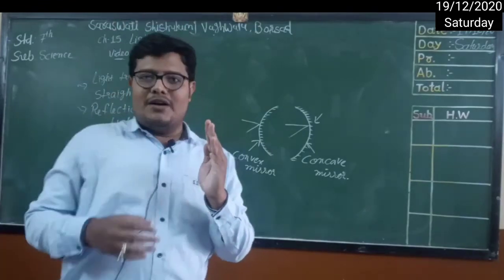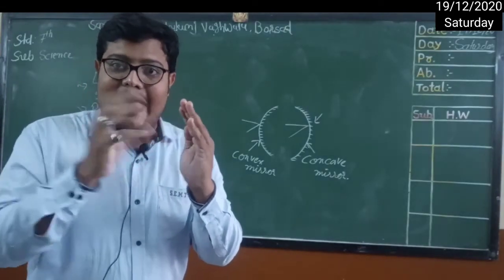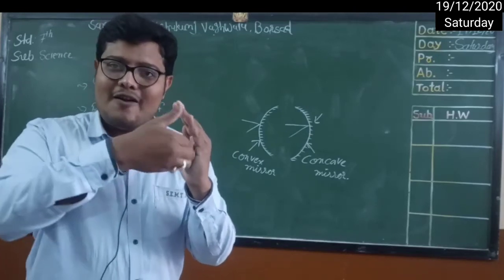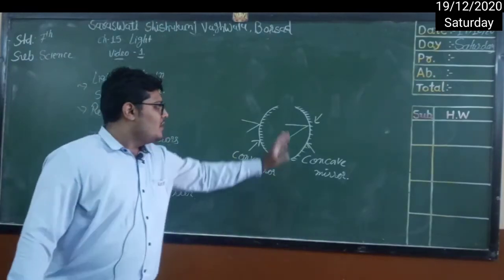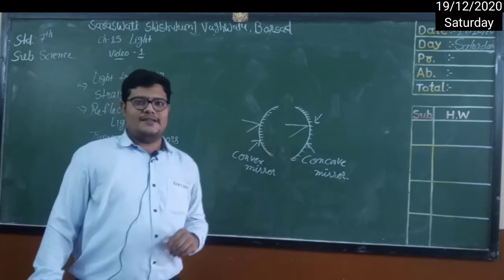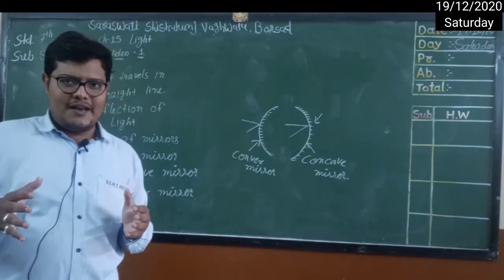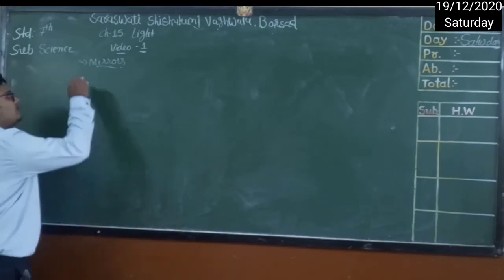But how to remember? See here, bending means it is like a cave, a cave of a lion, right? So this is concave mirror. Now from these two, look here, this is your concave mirror and this is convex mirror. So I think the convex and concave mirror concept is clear in your mind. Today we are going to understand about concave mirror.